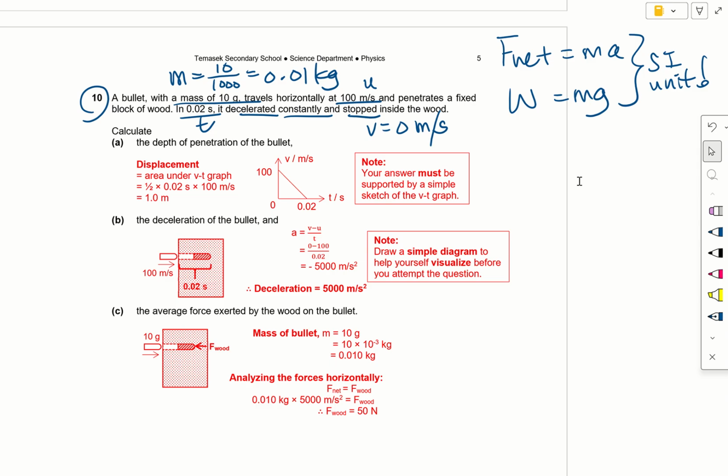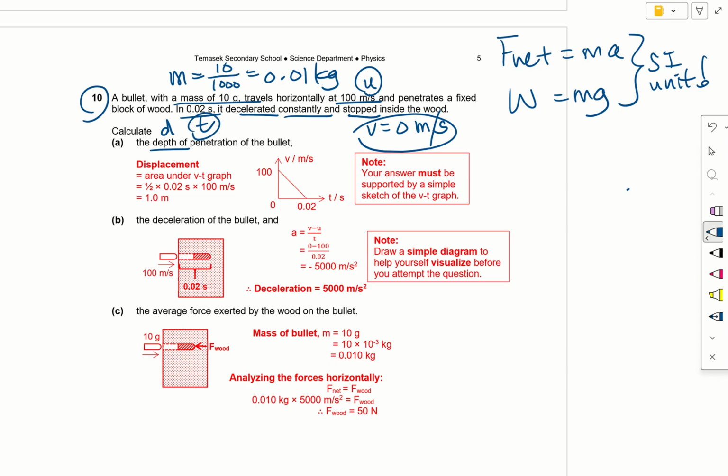Okay, so they want us to calculate the depth of penetration. Now the depth of penetration, we can say that is the distance traveled by the bullet when it hits the block of wood and how far it traveled inside. So we can actually use our v-t graph. Remember, v-t graph is actually very useful. We have initial velocity, we have final velocity, right? We have the time taken, right?